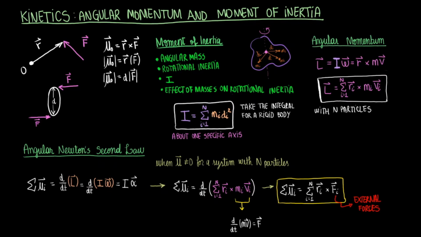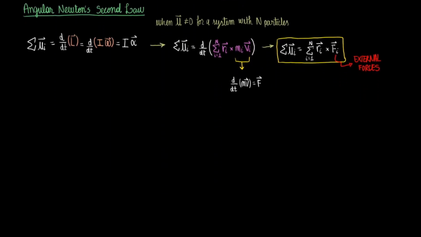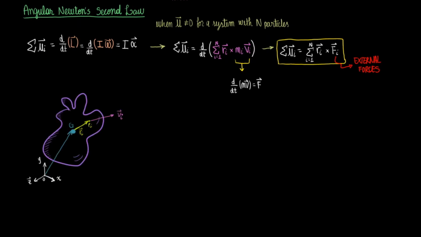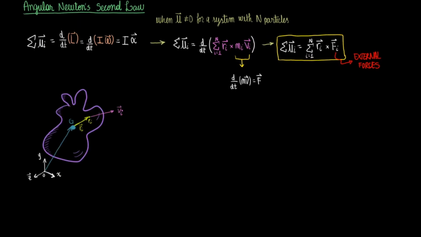Let's explore the angular momentum a bit more. Picture this rigid body in plane motion. It has a center of mass G in the reference frame xyz. A point Pi within the body moves with velocity vi. The position vector ri connects the center of mass to this point Pi. We know already that for a system with n particles, we can represent the angular momentum as such, where mi is the mass of each particle, and you would in theory want to integrate instead of add up all the angular momentum.